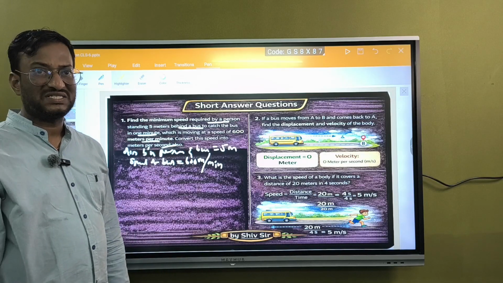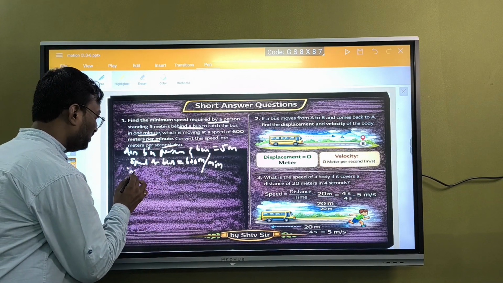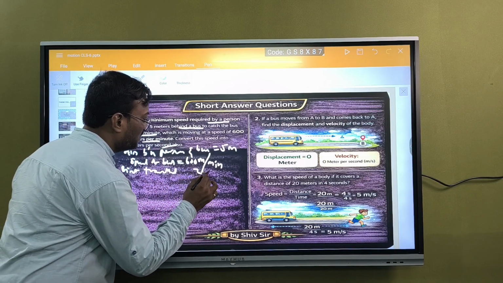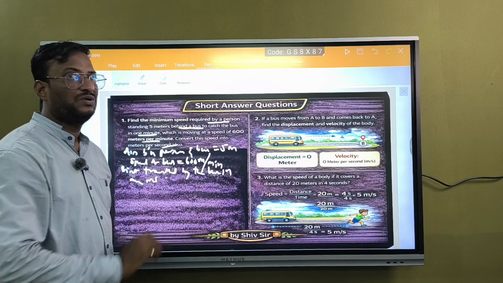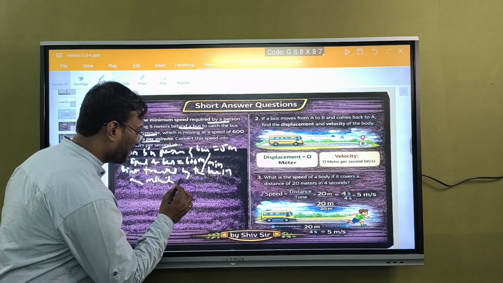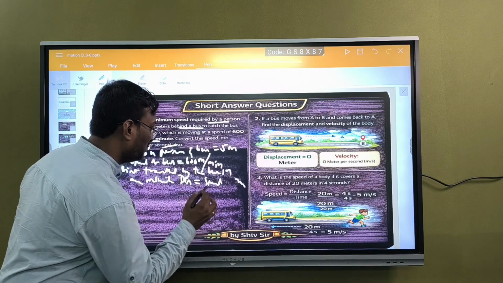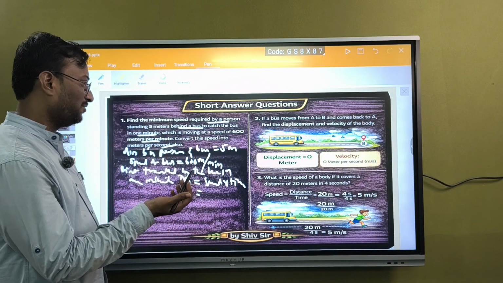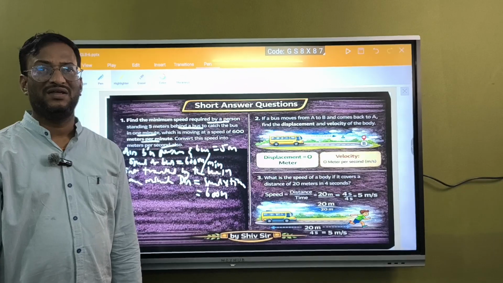So distance travelled by the bus in 1 minute, what is that? So the distance travelled by the bus in 1 minute is, what is the distance formula? Speed into time. Distance is equal to speed into time. So what is the speed of the bus here? 600 meters. Time is 1. So that is 600 meters.